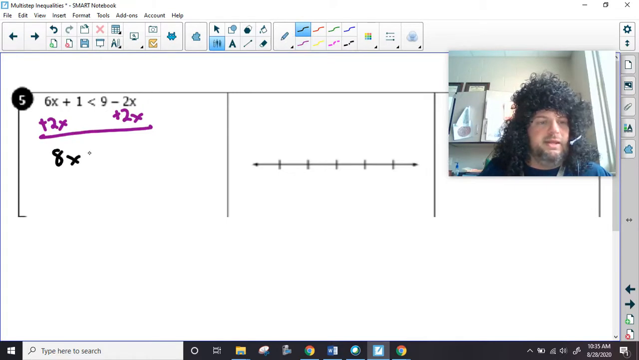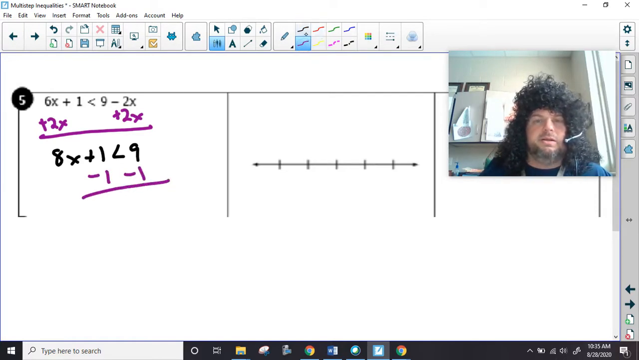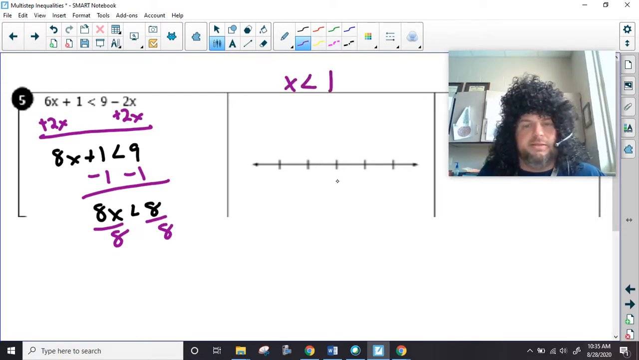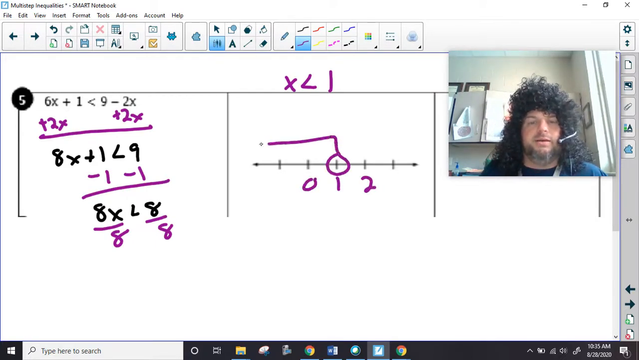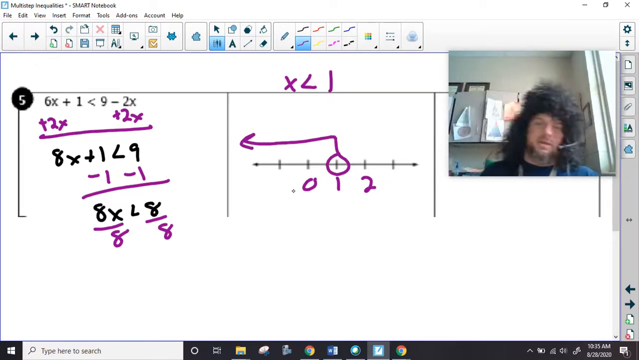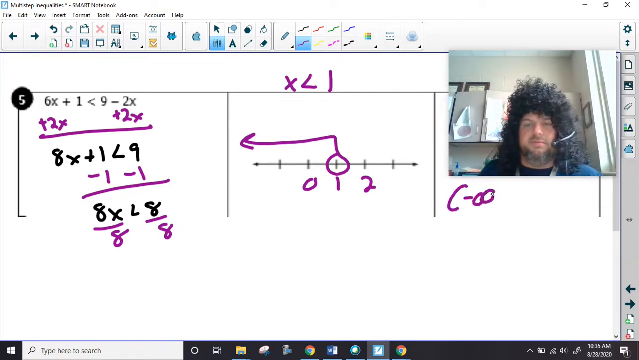So we have 8x plus 1 less than 9. Now we're going to subtract the 1. 8x less than 8. So dividing by 8, I get x is less than 1. All right, so 0, 1, 2. Open circle to the left. That means on the far left of this graph is negative infinity. And when we stop to the right, we have 1.